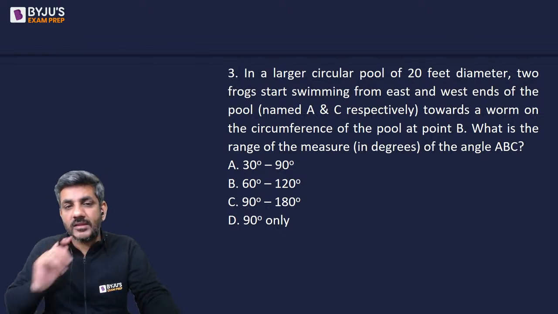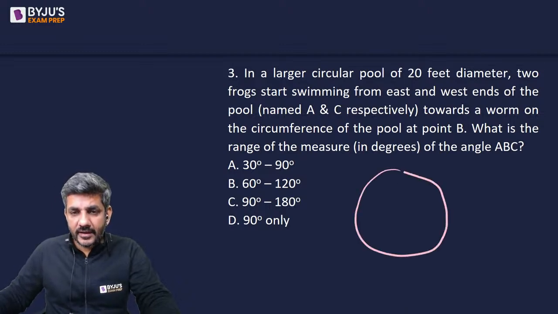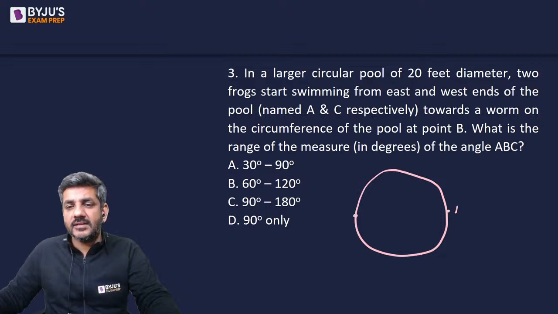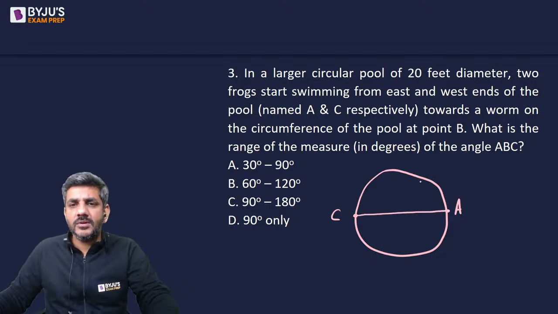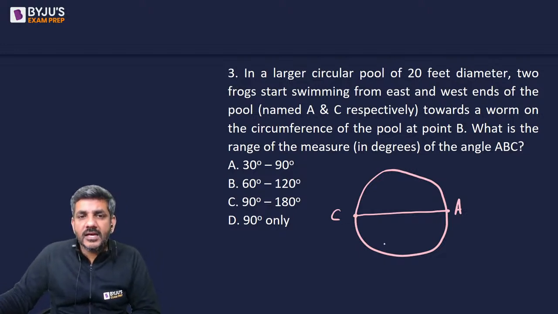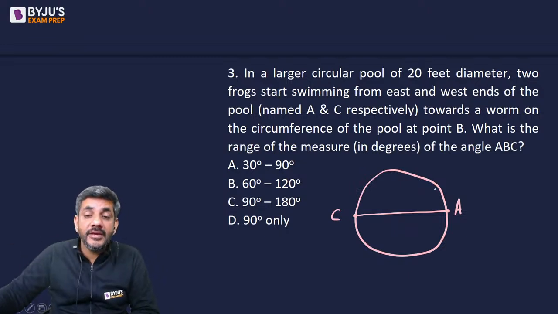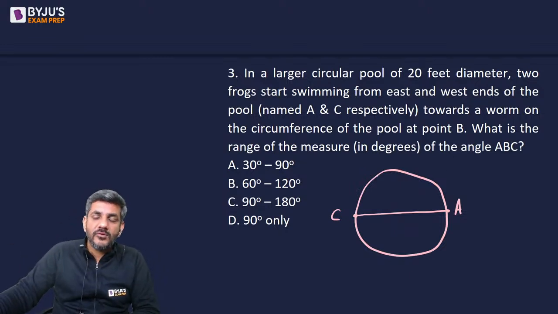So let's start doing this. देखते हैं क्या सही आंसर आता है इसका. So if I make this circle over here, he says the east end and the west end are A and C. So this is the east end, this is the west end, and they must be lying on the diameter. He has clearly given this as well, right? So east end and west end are these. And then he says, what is the range of the measure of angle ABC? So ABC की हम लोगों को range बतानी है.